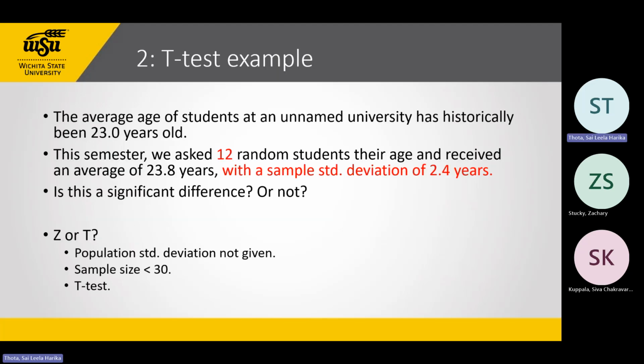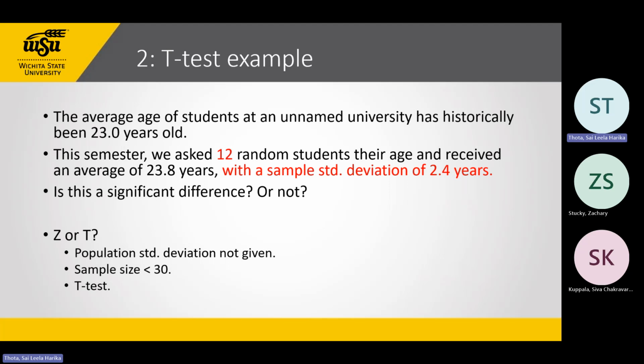And coming to the t-test, the average age of the students at an unnamed university has historically been 23 years old. And this semester, we asked 12 random students their age and received an average age of 23.8 with a sample standard deviation of 2.4. The reason we consider the sample standard deviation is that in a t-test, the population variance is unknown. So that is the reason we are considering the sample standard deviation. So is this significant or not?